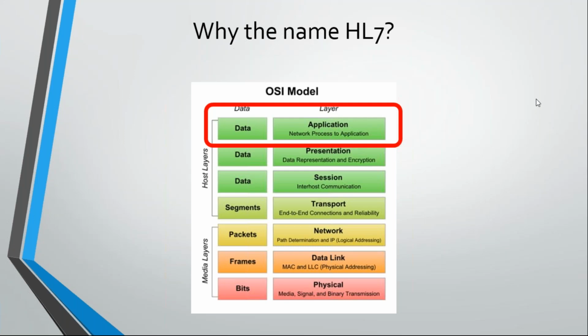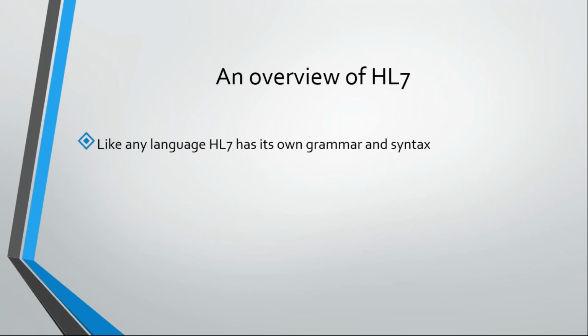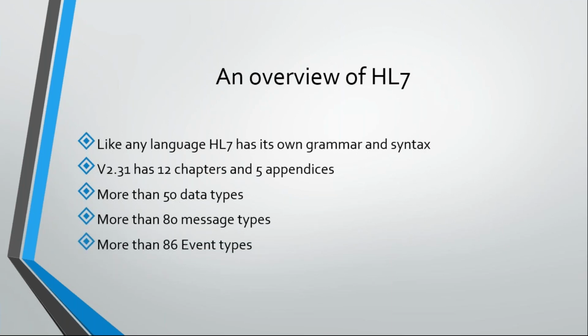Next, we will take a look at an overview of HL7. Like any other HL language, HL7 has its own grammar and syntaxes, which we'll be taking a look at the end of the session. And we have many different chapters. The most famous and longest one, which has been used in history, is the 2.3 version, which has 12 chapters and 5 appendices. And then we have more than 50 data types, more than 80 message types, and more than 86 event types.